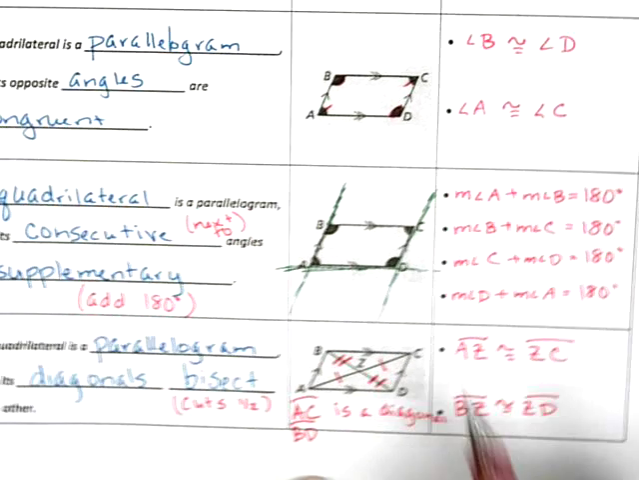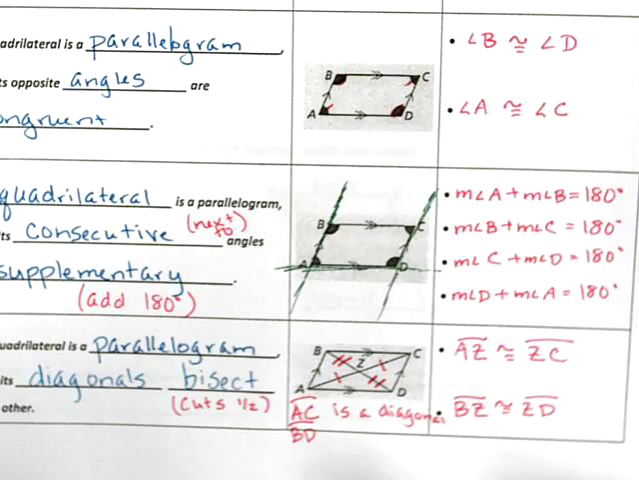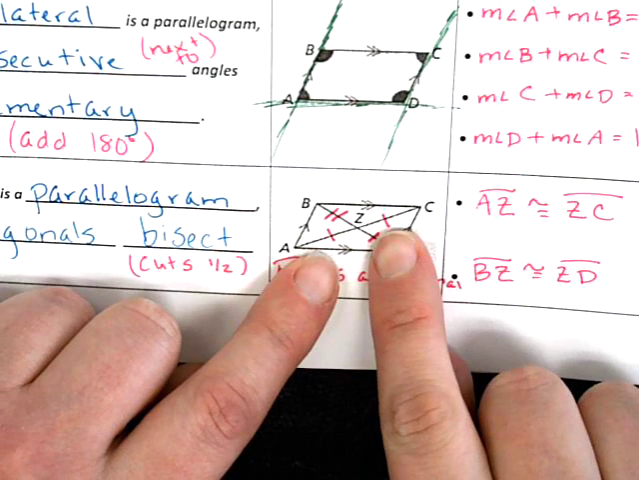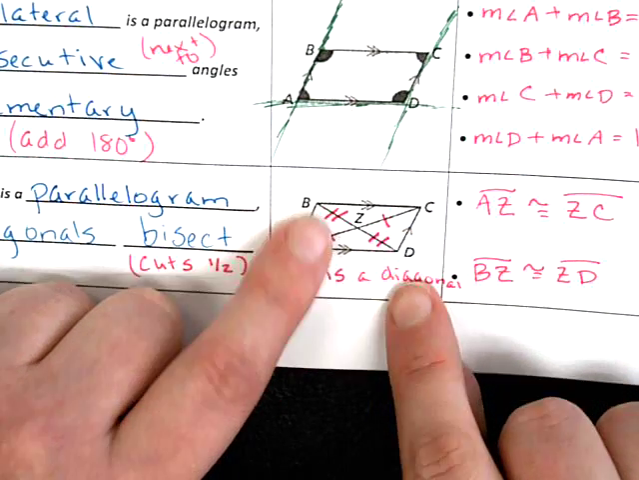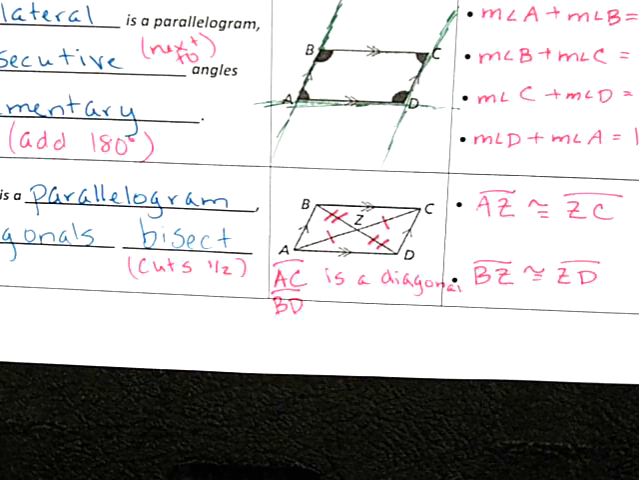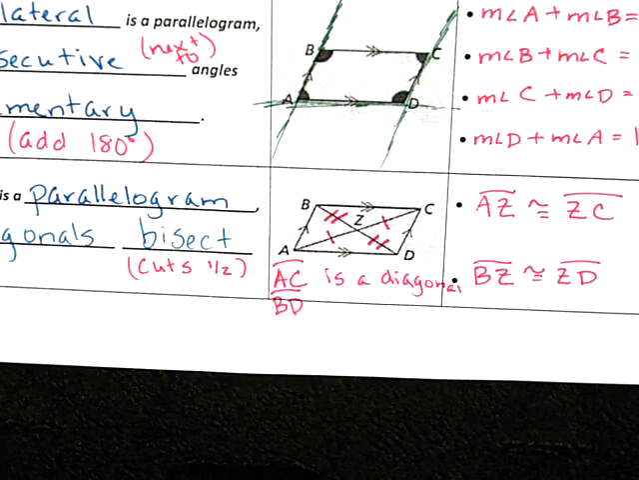So make sure you've marked your diagram also. Notice how when I made those congruent marks there, AZ and ZC have one tick mark, BZ and ZD have two. I don't care which tick marks you use, but they do need to be different from each other.